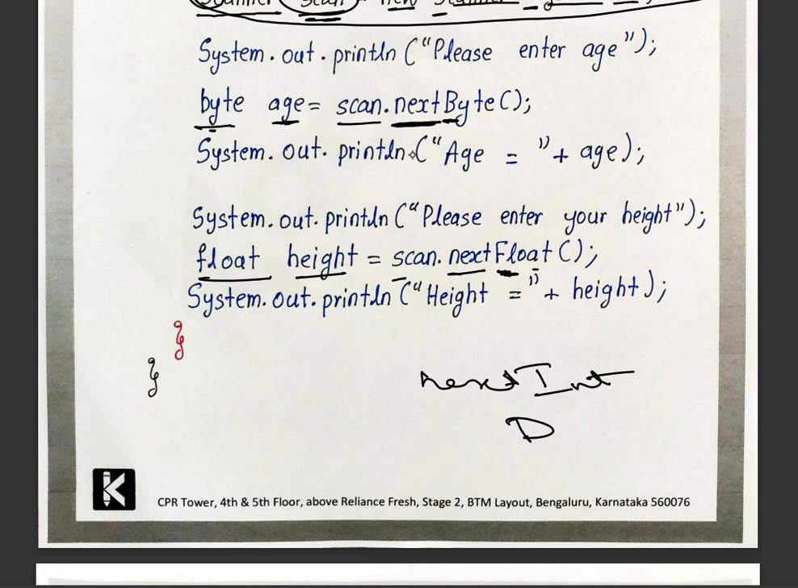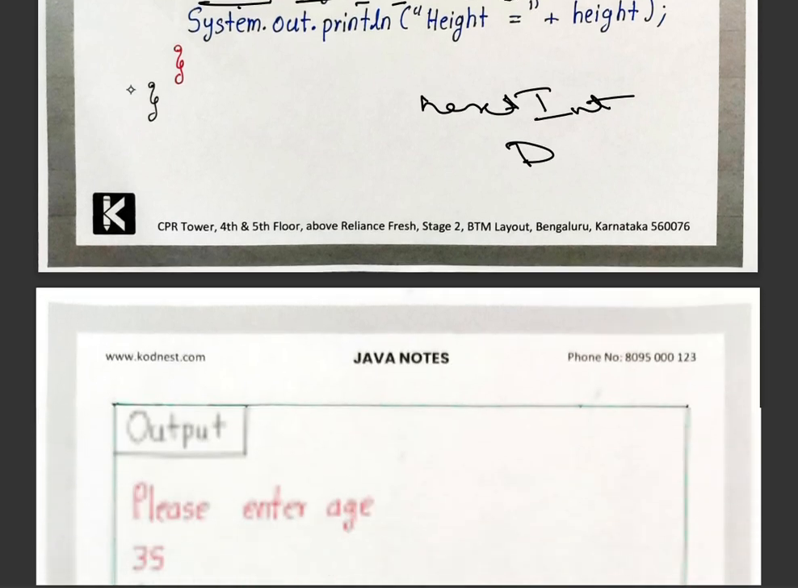If we want to use scan, we need to write scan.nextByte(). If we are not using scan, just simply write byte age equals 20, float height equals 30, right? Okay, so let's see the output.